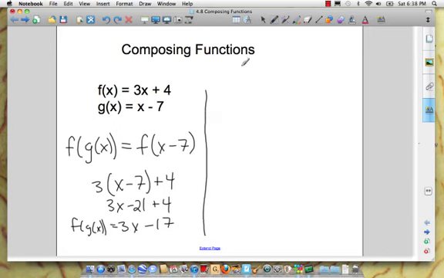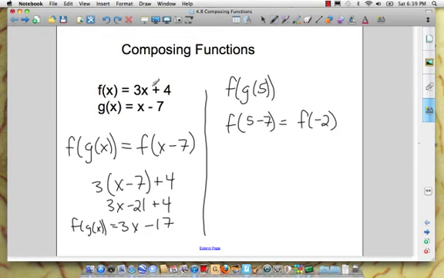Now, suppose I asked you to find f of g of a specific number, like 5. Well, one way of doing it would be to plug 5 in as your input for g. So g says subtract 7, so f of 5 minus 7. And then 5 minus 7 is negative 2. So I have to plug negative 2 into the f rule, which says triple it and add 4. So triple the input and add 4. Or negative 6 plus 4, or negative 2.